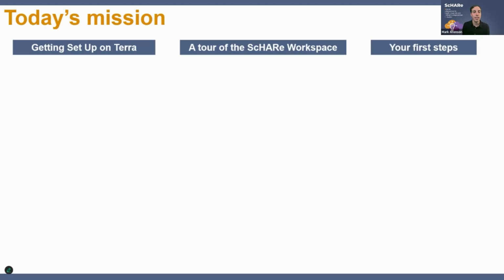So if that all sounds good, we'll go ahead and break down this first portion, getting set up on Terra, into 3 steps. First, we need to register for ScHARe. Then we need to create a Terra account. And lastly, we need to link a billing account. So let's start with that first register for ScHARe portion.